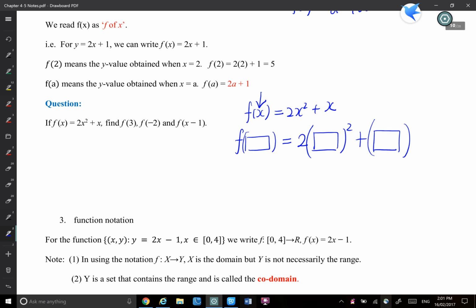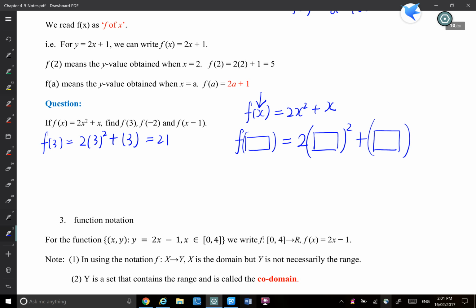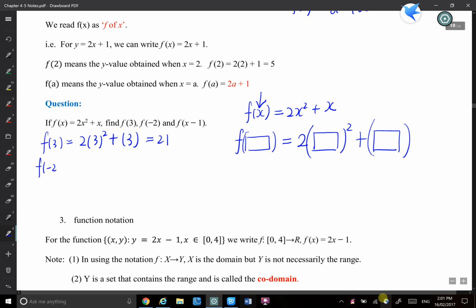So now let's see, we have f(3). If you have f(3), in the box you put 3 in. So it's 2 times 3 squared plus 3. That gives you 9, 18, 21. So what is f(negative 2)? f(negative 2) is 2 times negative 2 squared plus negative 2. That gives you 4 times 2, 8. 8 minus 2 is 6.